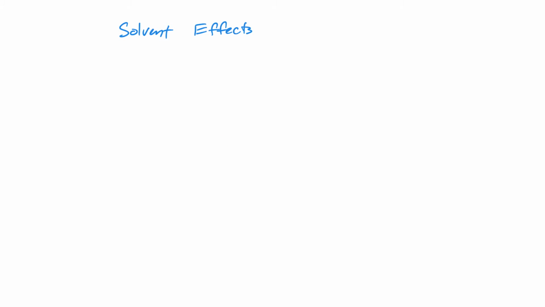Let's look at solvent effects on the SN2 reaction now. We're going to focus on two types of solvent, polar protic and polar aprotic. And of course, there are other types of solvents, non-polar solvents like hexane or pentane. These are solvents that just have C's and H's in them. They're non-polar. Those are not very useful for these substitution reactions because they don't dissolve ionic species.